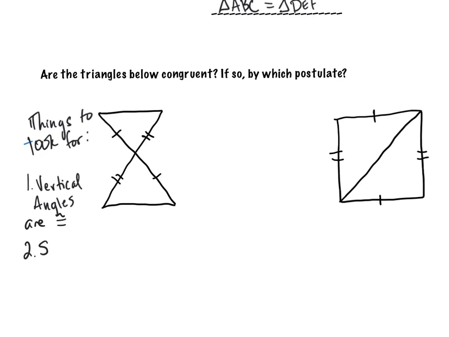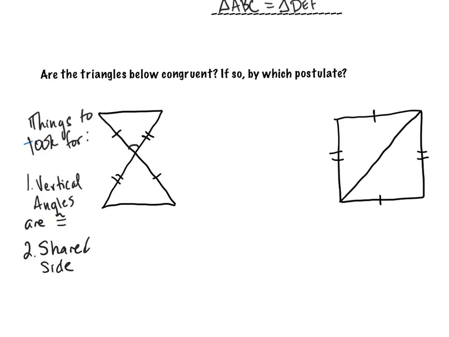The other thing I want to look for is if I have a shared side, right? So anytime I have vertical angles or a shared side, I'd say 9 times out of 10, they're not going to label that, so you need to label it for yourself. All right, so if I look at these 2 examples here, let's look at this first one. Before you do anything, check for these 2 things.